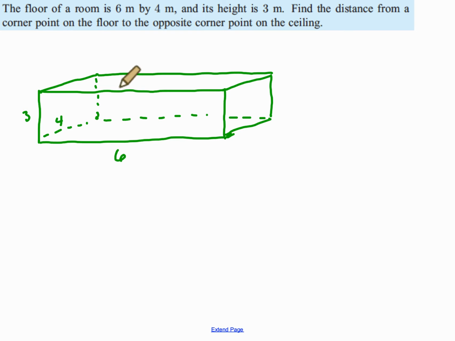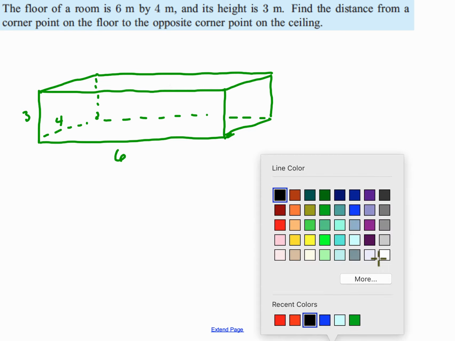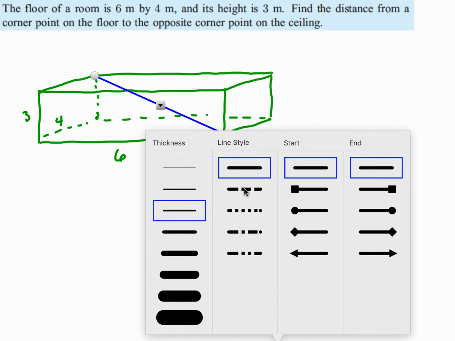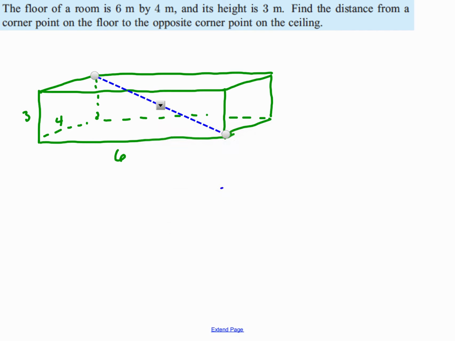I'll go blue here. And actually, let's do a line so it can be a bit more accurate. Okay, so let's do this. And so I'm looking for that distance, if you can see that. And let me go ahead and make it dash. Maybe that'll make it a little clearer. Boom. Okay. So we're looking for that distance.